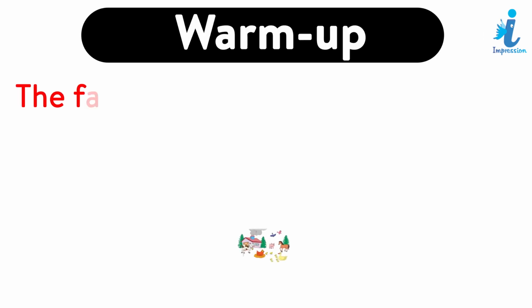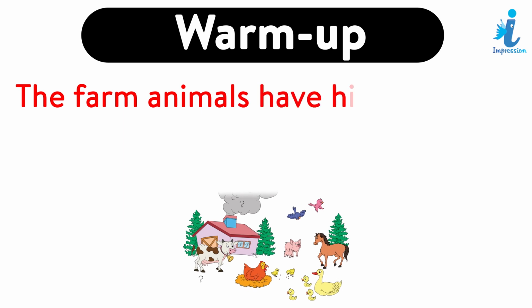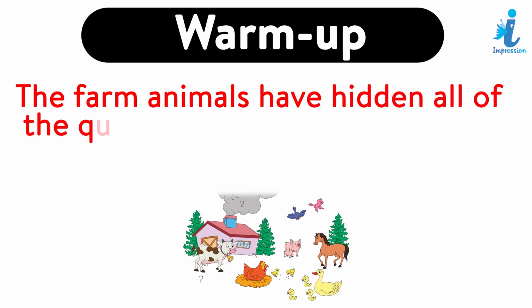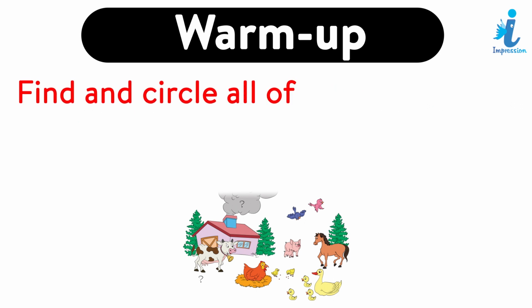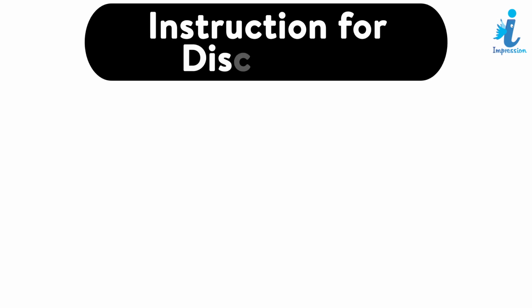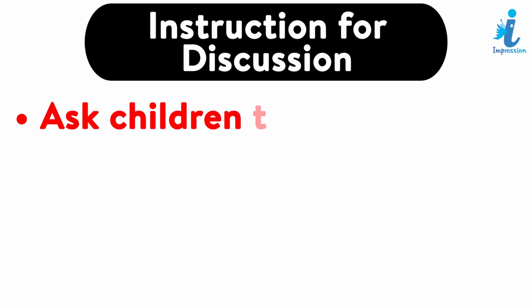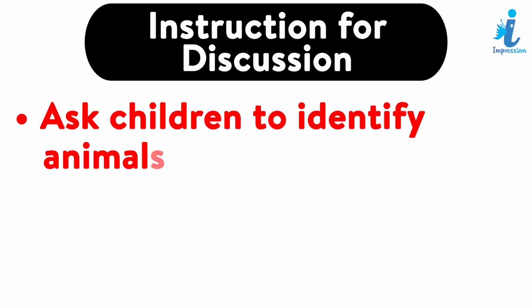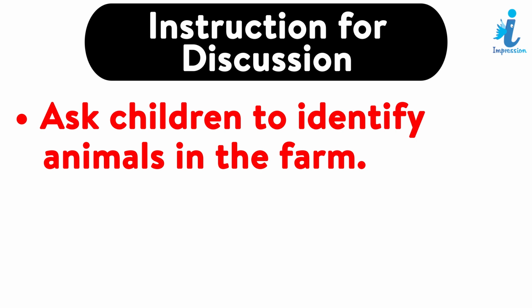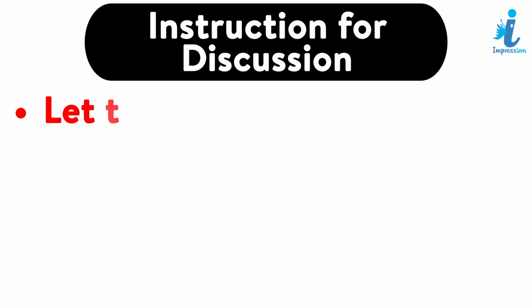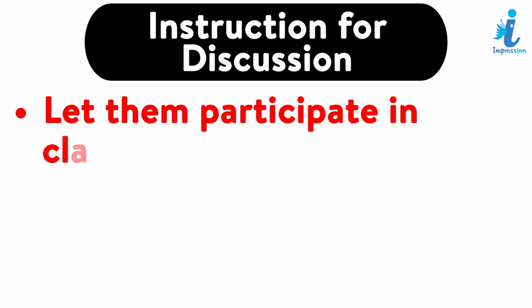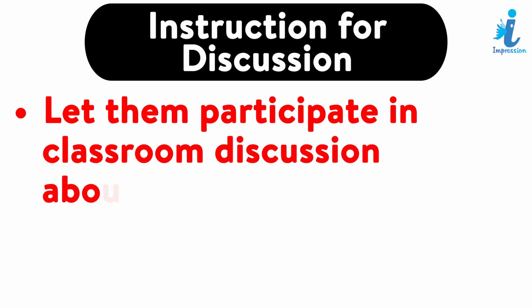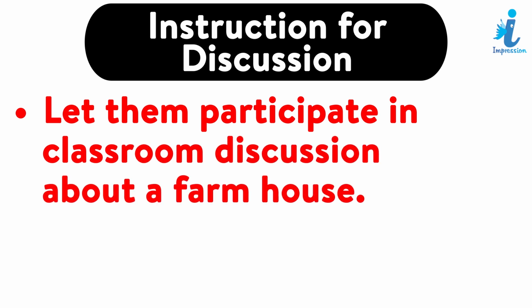Warm up. The farm animals have hidden all of the question marks. Find and circle all of them. Instruction for discussion. 1. Ask children to identify animals in the farm. 2. Let them participate in classroom discussion about a farmhouse.